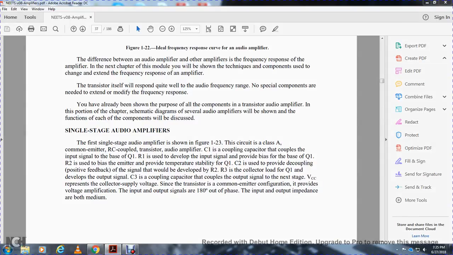All right, Chapter 1, Module 8, Amplifiers. Single stage audio amplifier. First single stage audio amplifier, Part 2.